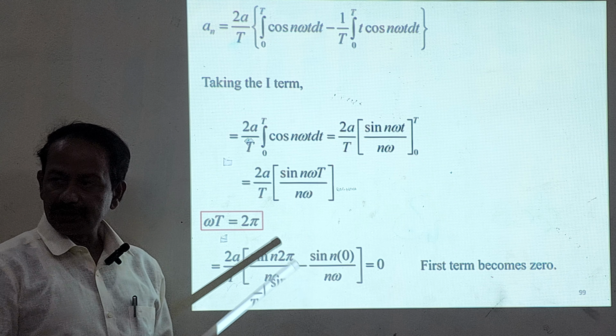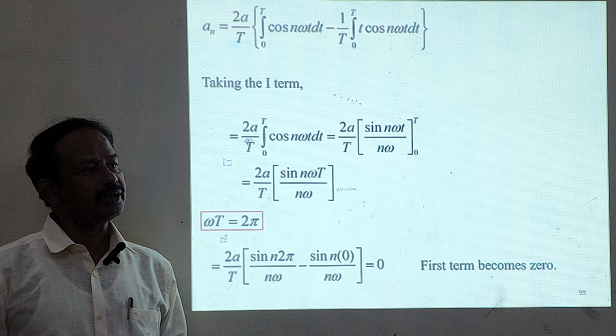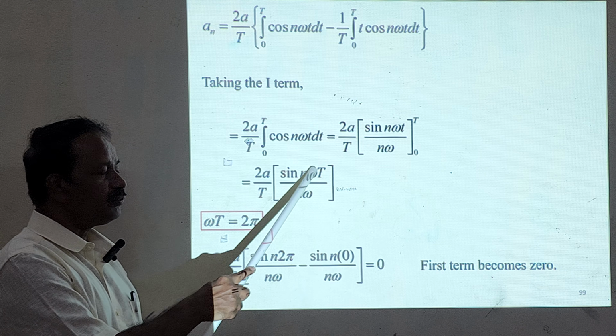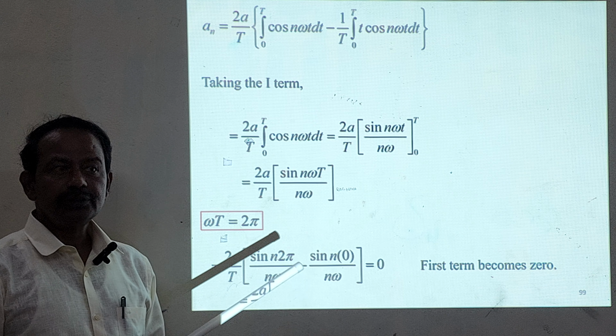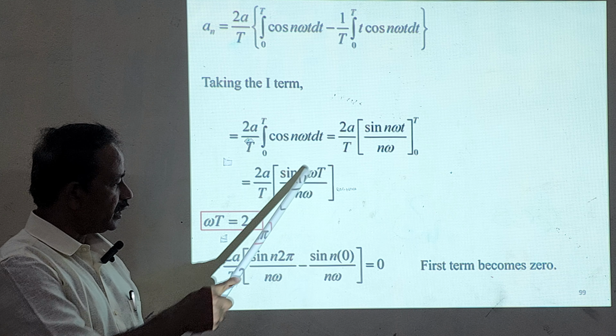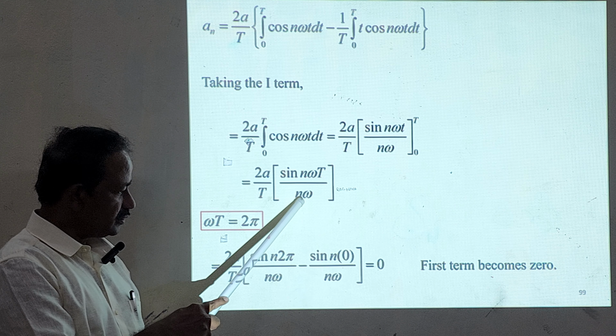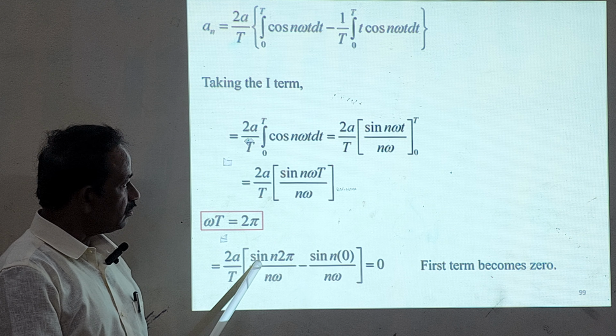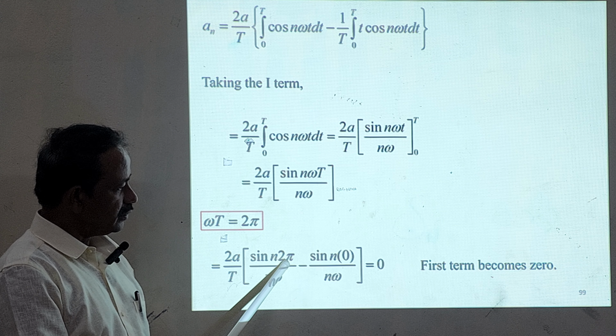We know that omega T equals 2 pi, correct? T equals 2 pi by omega, or omega equals 2 pi by T, we know already. So omega T equals 2 pi. Wherever you find omega T, you substitute 2 pi. So instead of omega T, you substitute 2 pi here. So now this becomes sin n 2 pi.